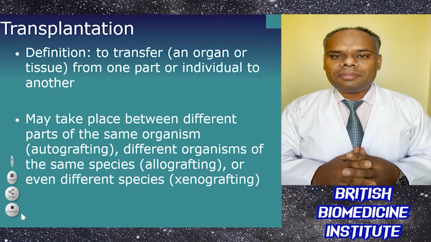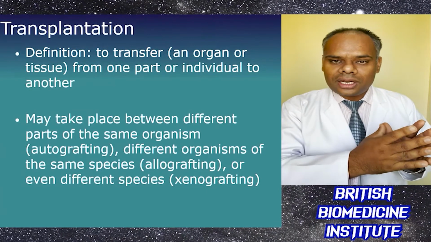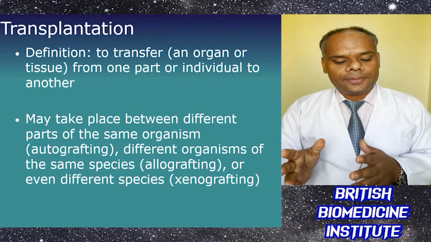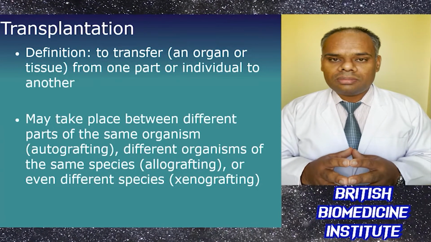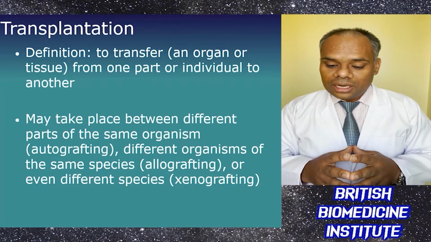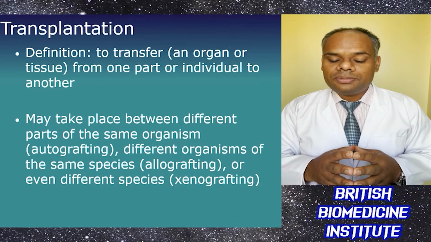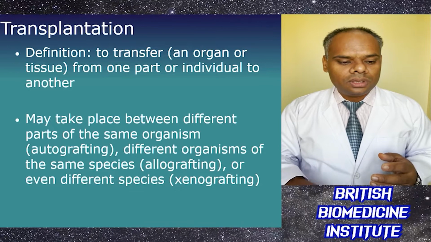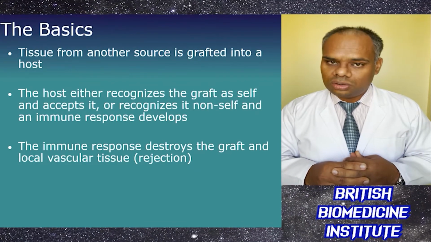Transplantation, the basic definition, is to transfer an organ or a tissue from one part or individual to another. It may take place between different parts of the same organism, like autografting, different organisms of the same species, like allografting, or even different species, like xenografting. The basics are that tissue from another source is grafted into a host.